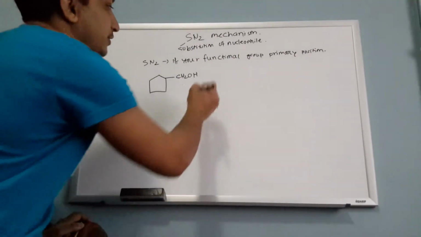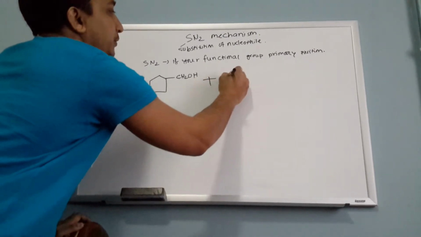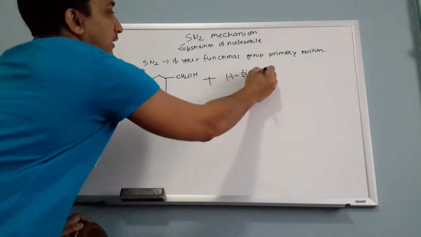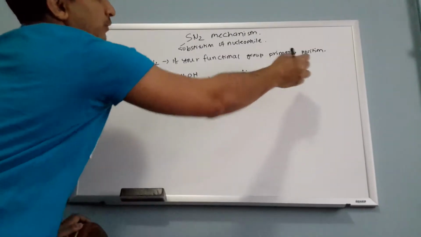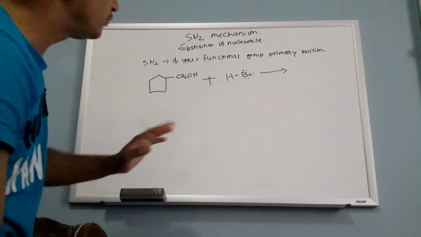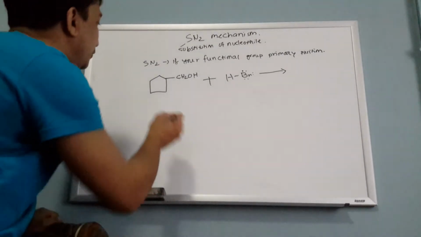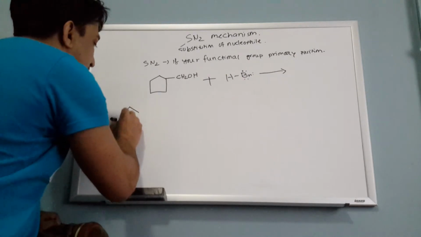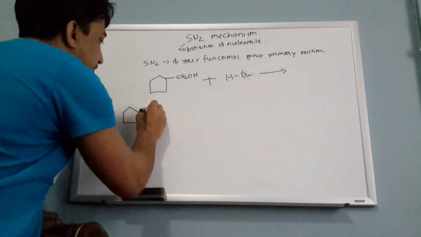Then you can do the mechanism. So for example, if hydrobromic acid is present, this one is going to be your overall reaction, but I don't write the overall reaction at the beginning. I do the mechanism first, then do the mechanism.